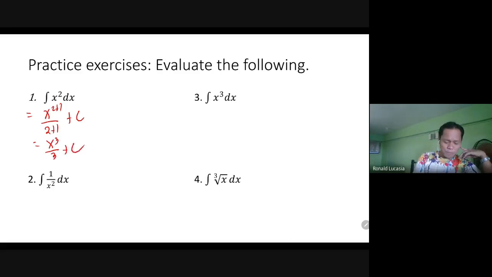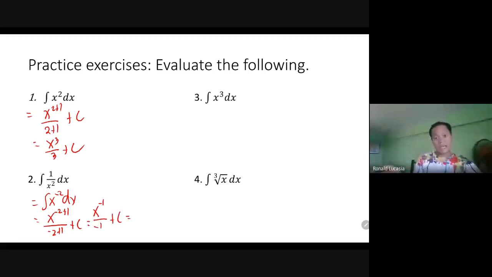Number 2, this will give us the integral of x to the negative 2 dx, so that will be x raised to the power of negative 2 plus 1 over negative 2 plus 1. Kaya ito again, hello, it's choppy. x to the power of negative 1 over negative 1 plus c.